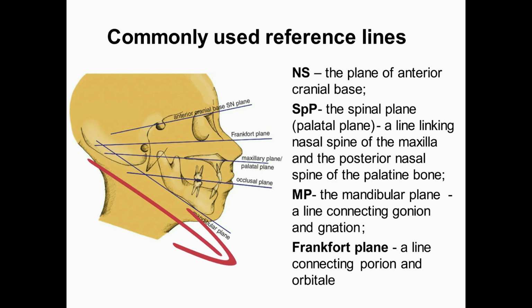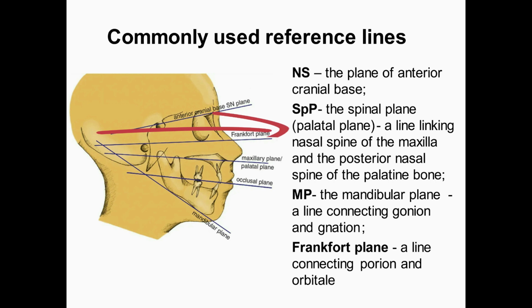MP, the mandibular plane, a line connecting gonion and gnathion. Frankfurt plane, the line joining the porion and orbitale. Functional occlusal plane, a line drawn between the cusp tips of the permanent molars and premolars.